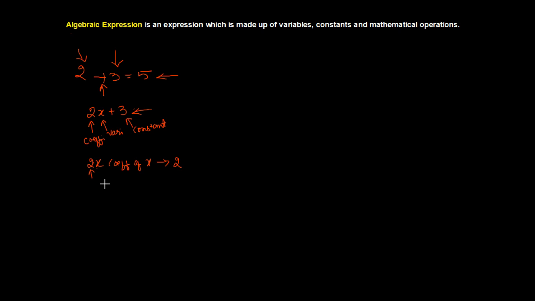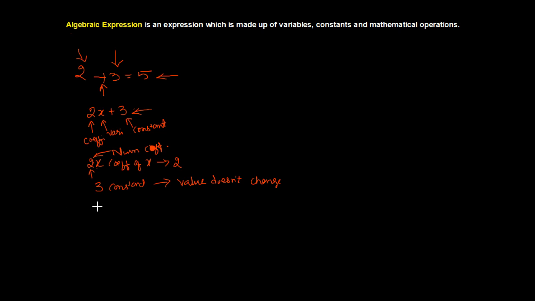x is a variable. We'll come back to that variable. Let's look at the constant 3. 3 is a constant. The reason we call this a constant is that the value does not change. Whereas the 2, which we talked about as a coefficient, is a number, so it is also called a numerical coefficient.